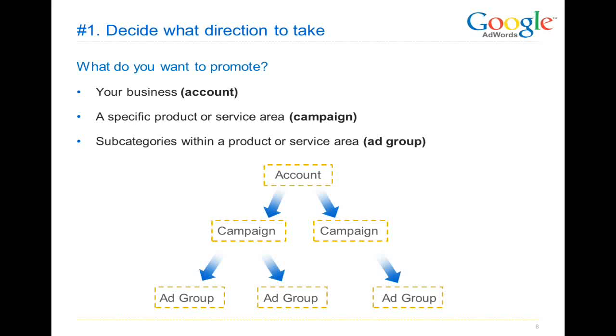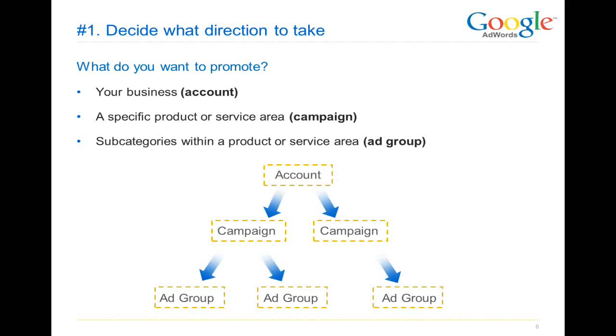Now, AdWords accounts are made up of 3 levels. There's the account, the campaign, and the ad group. Your account is the highest and broadest level. This is basically your overall business. A campaign represents a product or service area within your business that you want to promote. And an ad group is a subsection of one of these product or service areas.